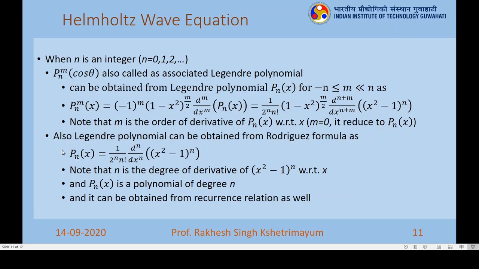This Pn(x) can be obtained from the recurrence relation also, but we'll not discuss that in this class. If you want, you can explore. And one more observation is that these Pn(x) form an orthogonal set of polynomials in between minus 1 to plus 1.